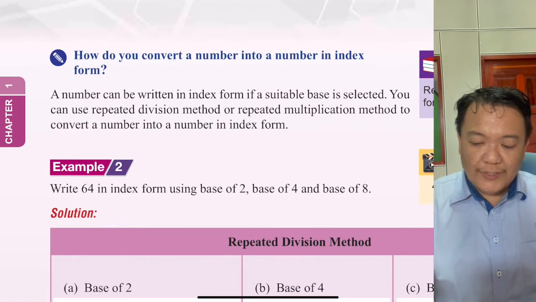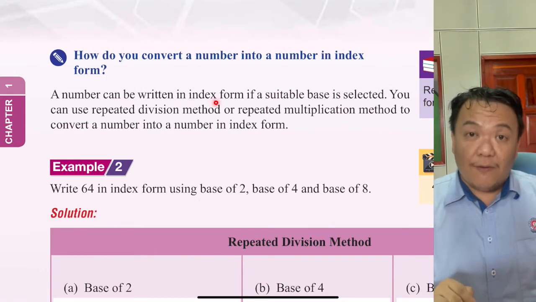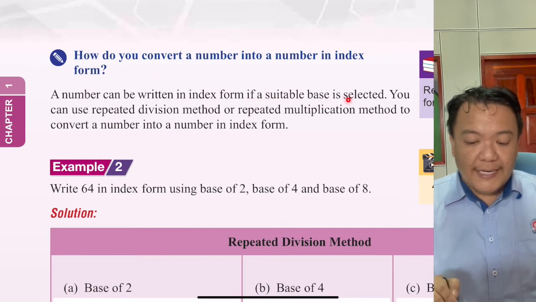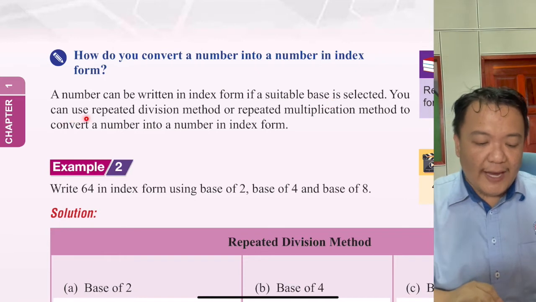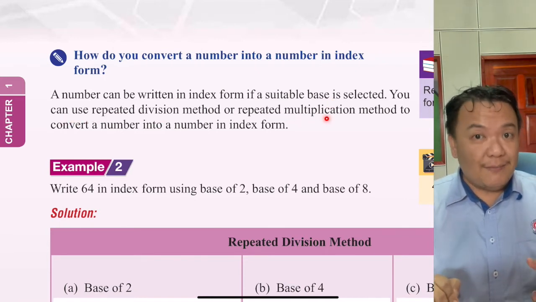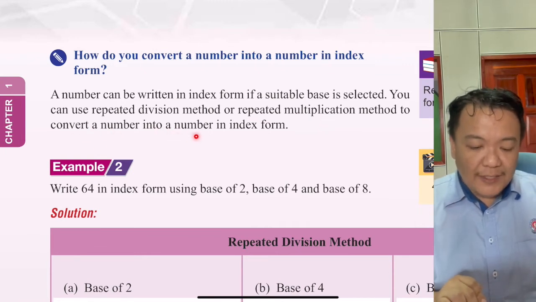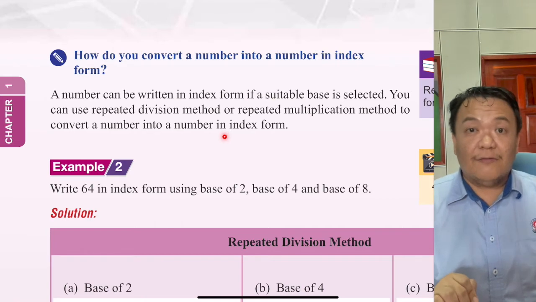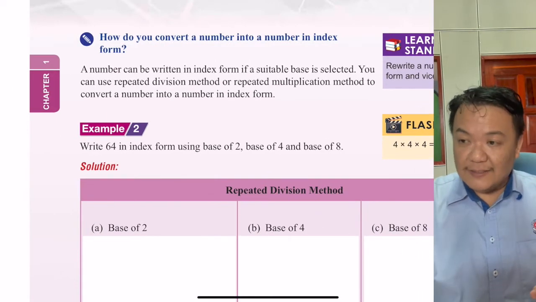So what do we do in this learning standard? A number can be written in index form if a suitable base is selected. You can use the repeated division method or the repeated multiplication method. There are two methods there to convert a number into index form. So let's look at the first example.